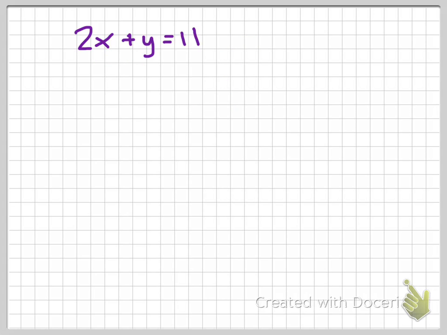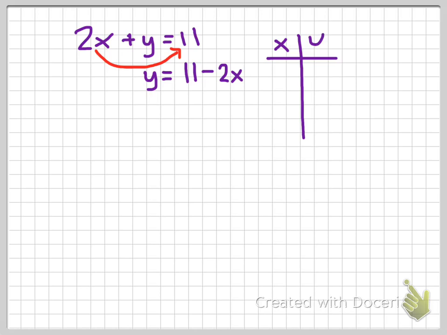Okay, one more example. Again, it's 2x plus y equals 11. In order for us to make our table easier and for graphing purposes, we're going to make it y equals. Right now it's 2x plus y equals 11. So I need to move the 2x to the other side. So now I have y equals 11 minus 2x. And then I make an xy table. We're going to use 0, 1, 2.